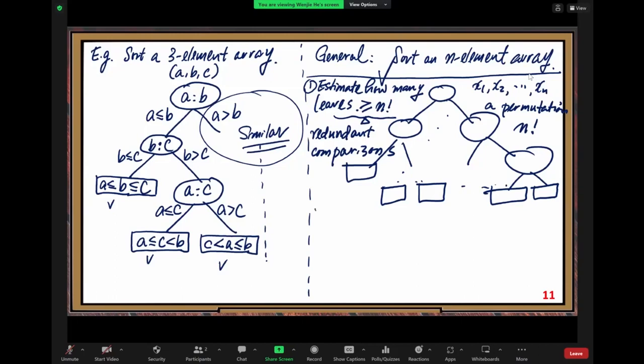The next important property we observe is the worst case. Because when we estimate the lower bound, we should look at the worst case efficiency, right? How do you represent worst case efficiency in the decision tree? In the decision tree, it corresponds to the height. A binary tree has a height, right? The tree has a height.